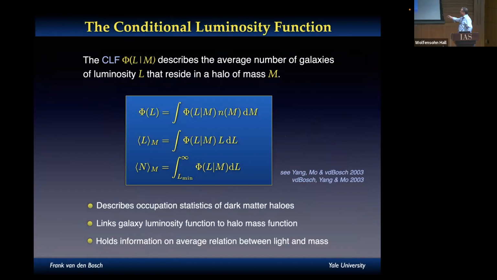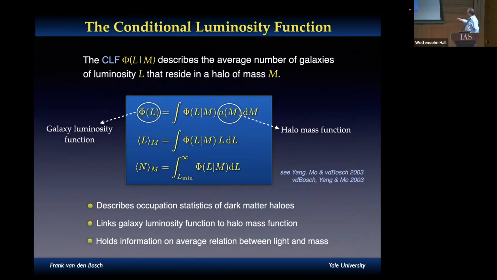Now, what is the conditional luminosity function? Phi(L|m) basically describes the average number of galaxies of luminosity L that reside in a halo of mass m. So you can think of it as a luminosity function as a function of halo mass. And this conditional luminosity function is extremely powerful. For example, if I integrate it over halo mass, weighted by the halo mass function, it says how many halos do I have of mass m per co-moving volume.